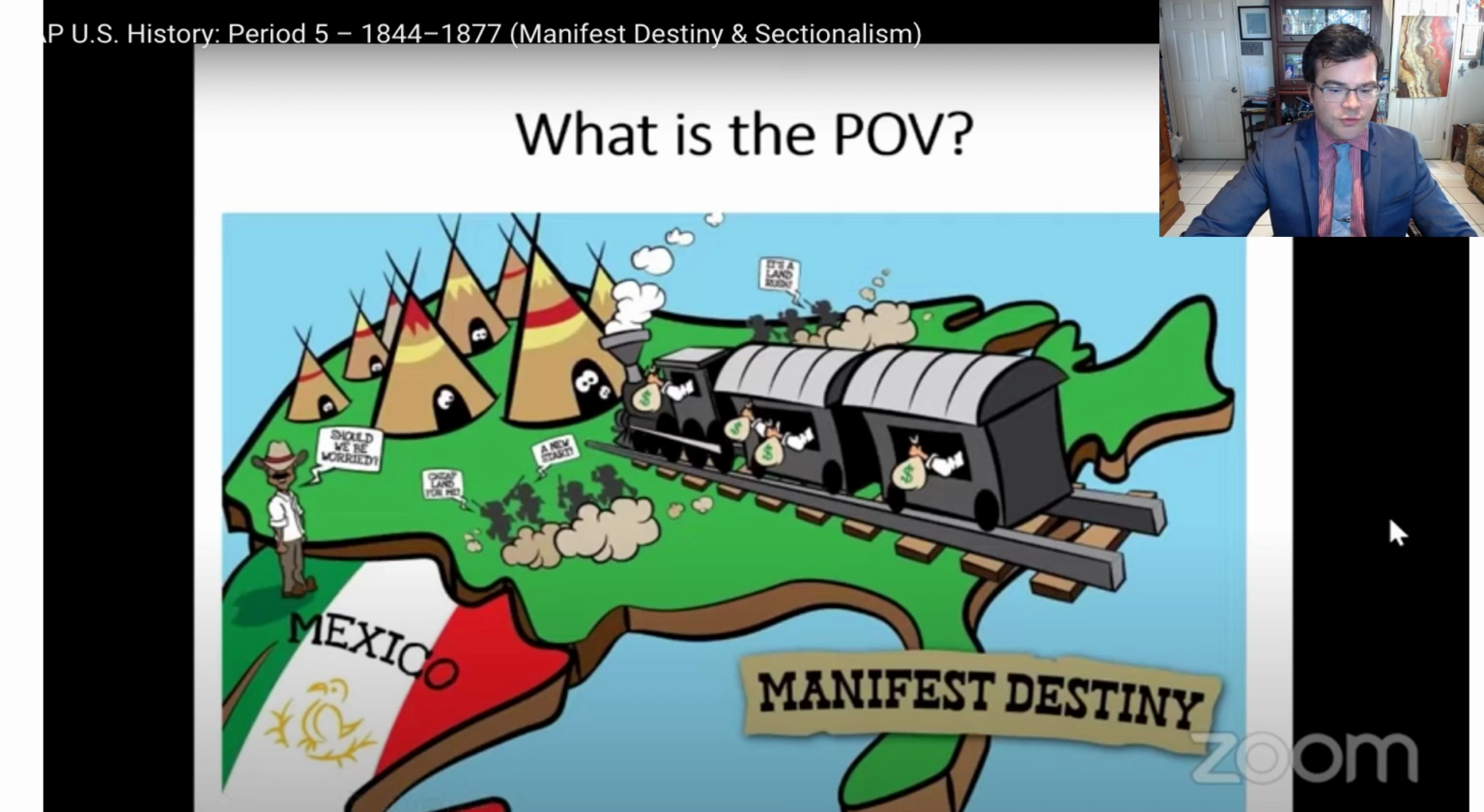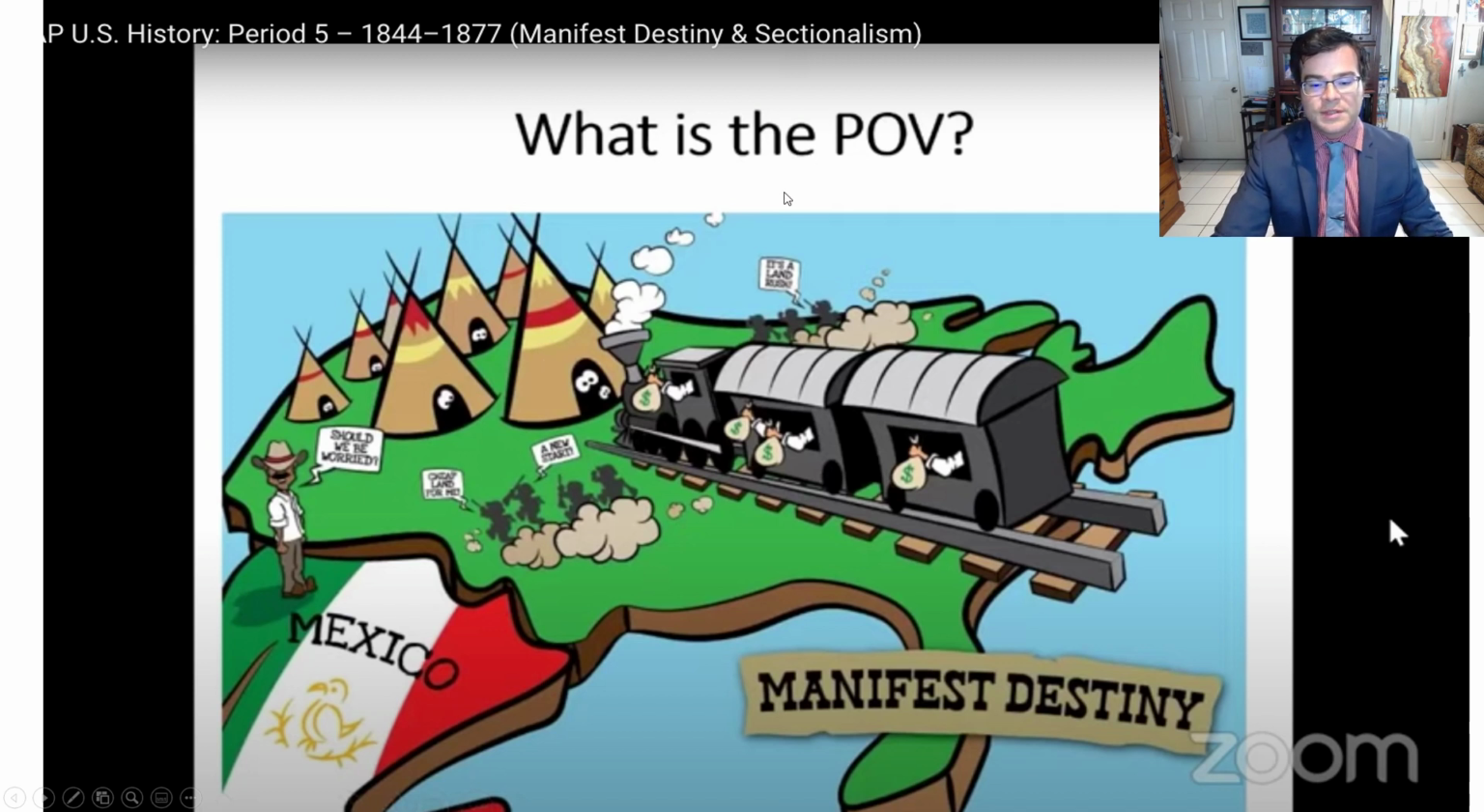We see a train with a bunch of dudes full of bags of money. You can see what they're saying. Look, it's a land rush, a new start, cheap land for me. And then the poor Mexicans are like, should we be worried? Yeah, they should be. Okay, the natives are like, oh no, what's going on?